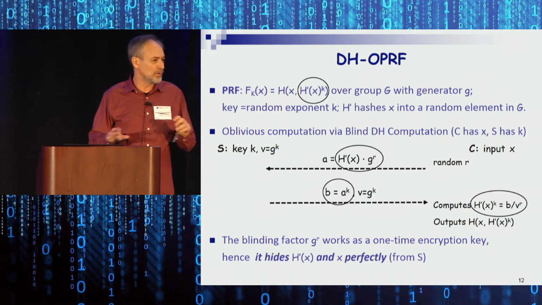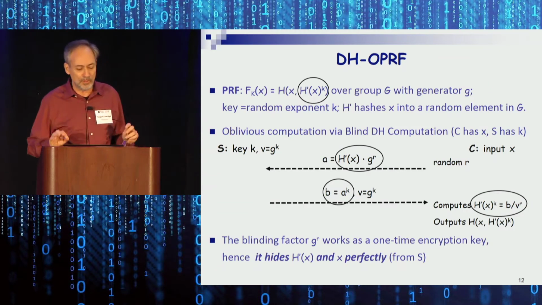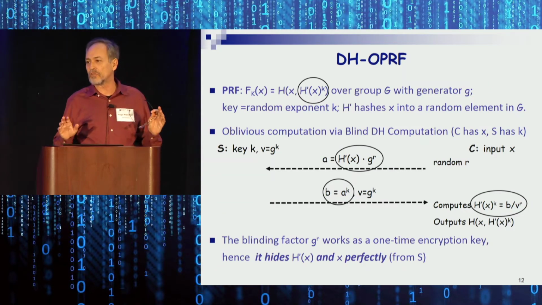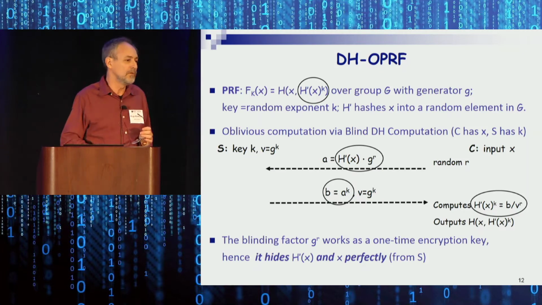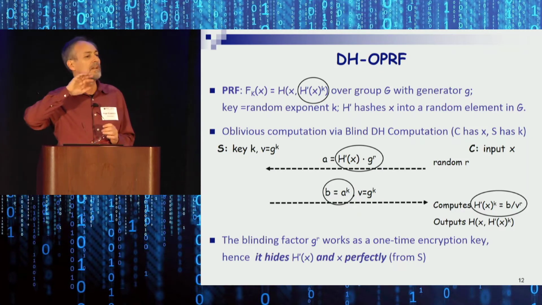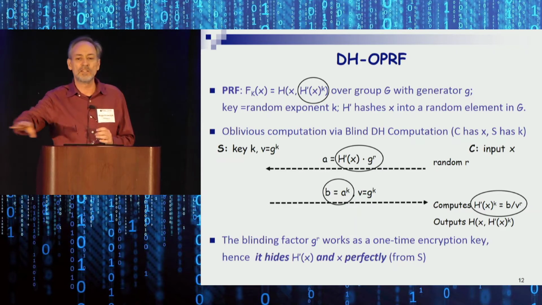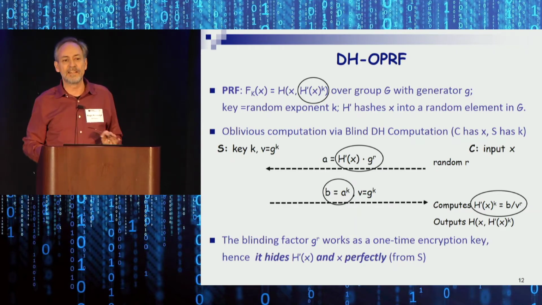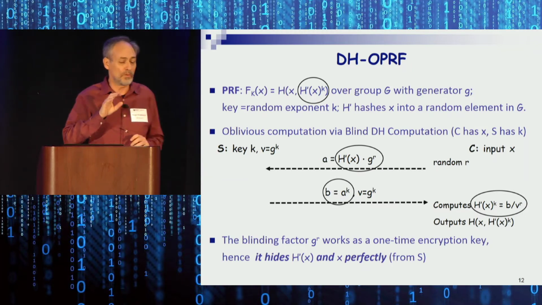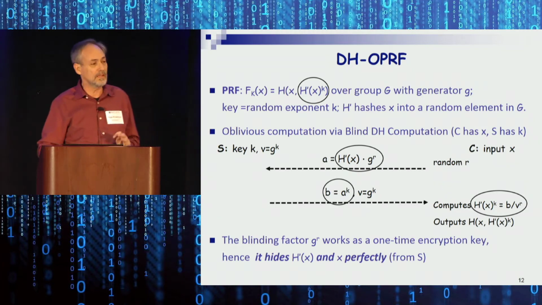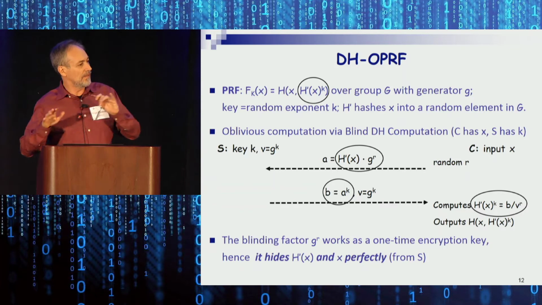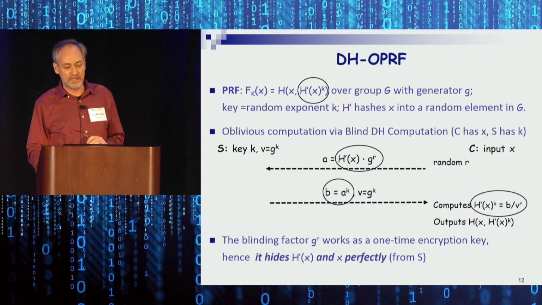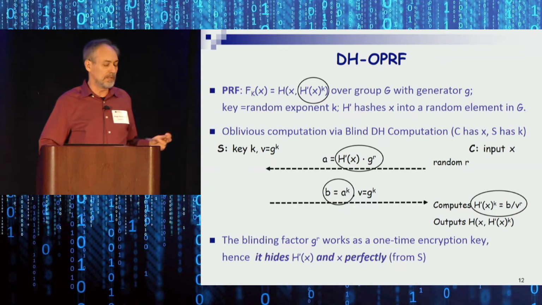Doesn't matter if you follow this or not. The important point here is to see that all the server sees in this interaction is this value a, which is something times a random group element. So a is a random group element, and the server has learned nothing in the information-theoretic sense. And so x and the output of the function on x are perfectly hidden from the server and therefore from anyone else.